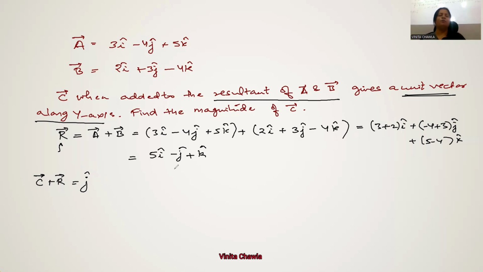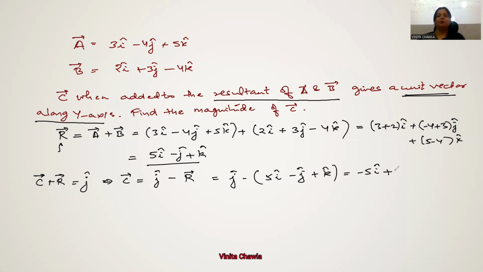Okay. Now we have to find this vector C first. This implies vector C is equal to j cap minus vector R. For R, we can write the same vector that we have got, 5 I cap minus j cap plus k cap. What will you get? Minus 5 I cap, minus minus plus j plus j, 2 j cap, minus plus minus k cap. This is our vector C.